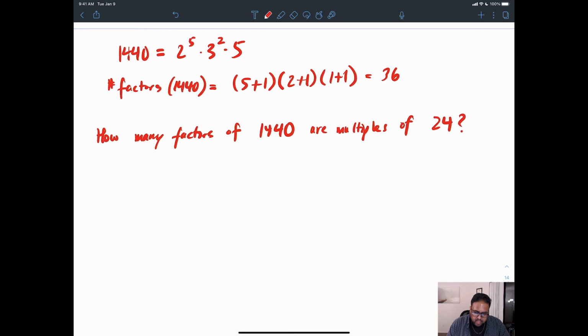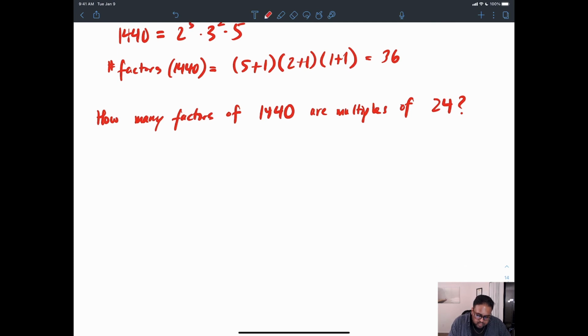Okay. So for example, 2 squared times 3 to the 1 times 5 to the 1, that's 24. That's not 24, that's 60. That is a factor of 1440, but it's not a multiple of 24, right? So not all of the factors of 1440 will still work in this case. And so what I'll do is start by writing out all of the options sort of in this table form as I did in our first example.